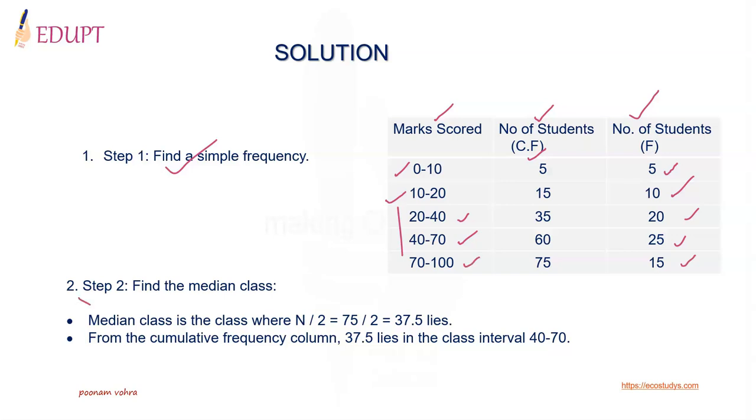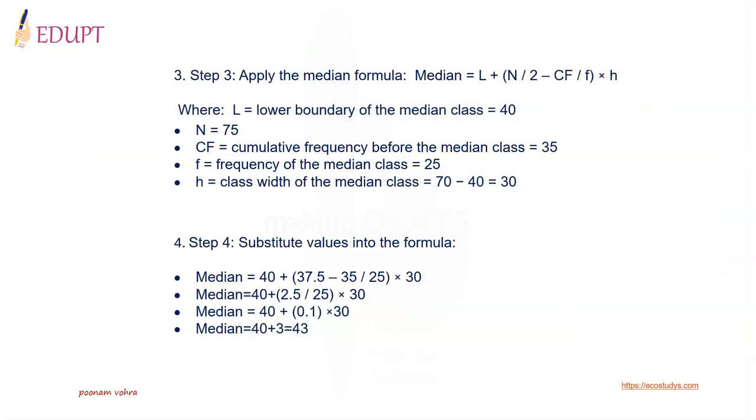Now, second step is to find the median value. Median class is the class where n by 2 is 75 by 2, where 75 is the total frequency. It is 37.5. Then you need to see where does it lie. 37.5 lies in the class interval 40 to 70. Step 3 is apply the formula.